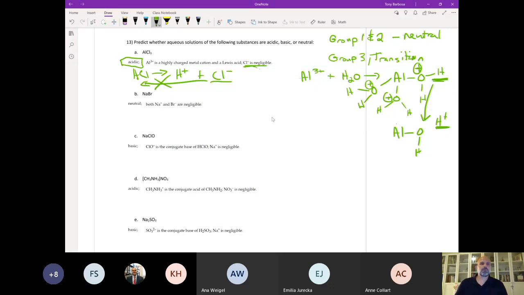Sodium bromide. Sodium is a group 1 metal, so the same thing here. Since sodium is a group 1 metal, it doesn't form this complex like aluminum does with water. So there's no effect on pH from sodium. Bromide is the same thing. HBr is another one of the strong acids, so it's going to have the exact same effect as the equation up here with the chloride. So it's also not going to have any effect on pH. So you end up with a neutral solution here because neither of these is going to form any protons or bases with water.